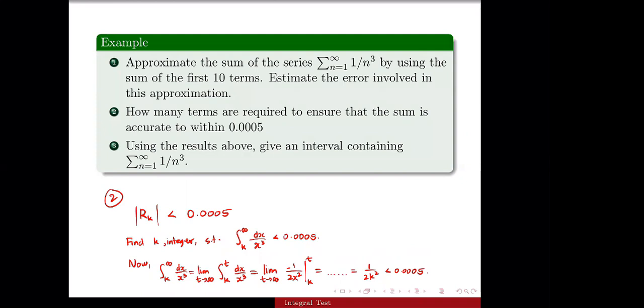So, let's solve for k. This implies that 1 over 2 times 0.0005, this must be less than k squared. Or your k squared must be greater than, so this must be greater than 1 over 0.001.